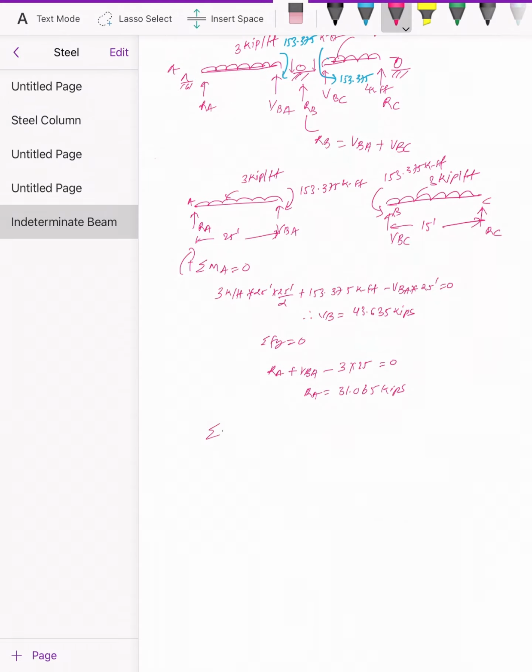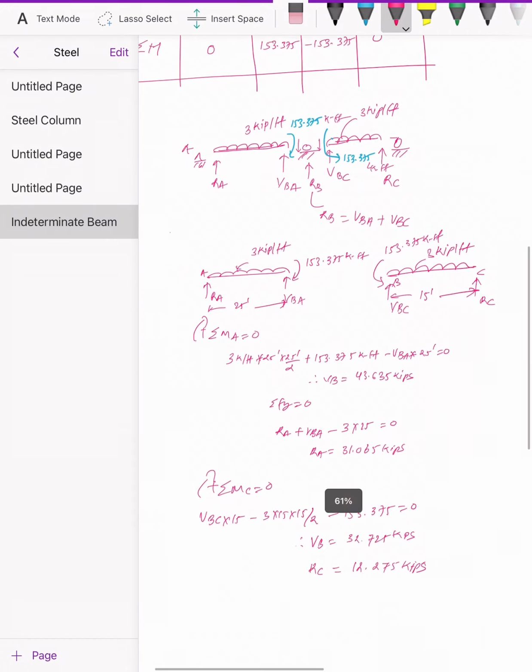Let's do summation of moment at C equals 0, and from here we can find VBC times 15 feet minus 3 times 15 times 15 divided by 2, minus 153.375 equals 0. Therefore VBC is equal to 32.725 kips. If you do summation of Fy equals 0, then you will get RC equals 275 kips.